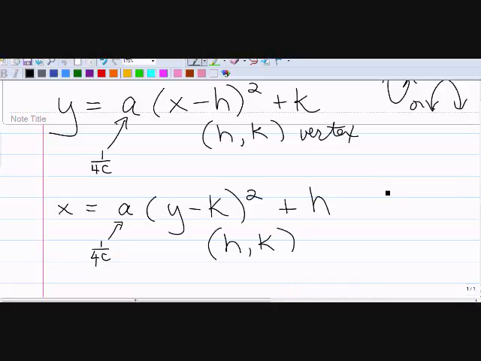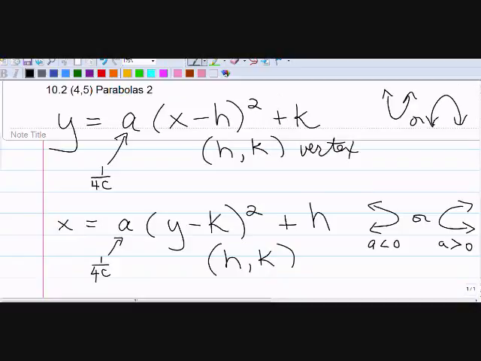So that's for the pointing left or pointing right parabolas. And these ones that point to the left have a less than 0. The ones that point to the right have a greater than 0. So these ones have a greater than 0. Going down have a less than 0. Okay, so you're going to need this new format for today.